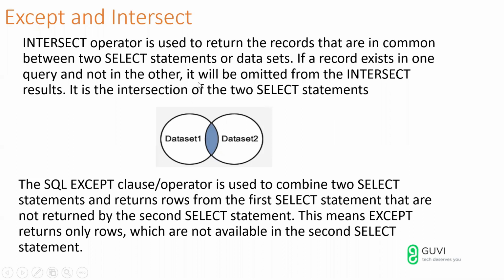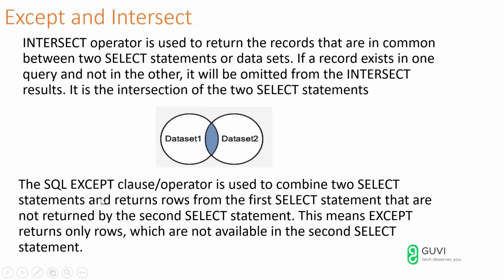If a record exists in one query and not in the other query, it will be omitted from the intersect results. So you have some records here, you have some records here. If they are not matching, they will be omitted. It is the intersection of two select statements. You can think of intersection as an inner join.